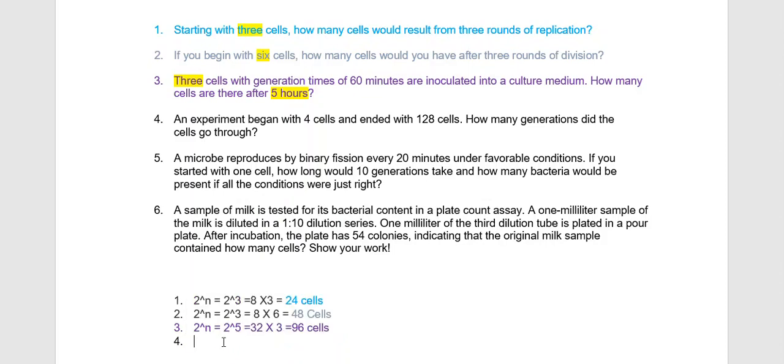Number 4 says an experiment began with 4 cells and ended up with 128 cells. How many generations did the cells go through? So we want to figure out the number of generations that we have here. We can't use 2^n because they want to know how many generations, so we don't know what n is. We have to figure that out.